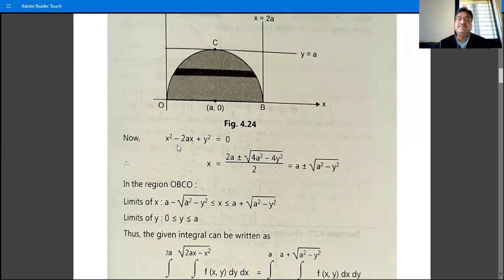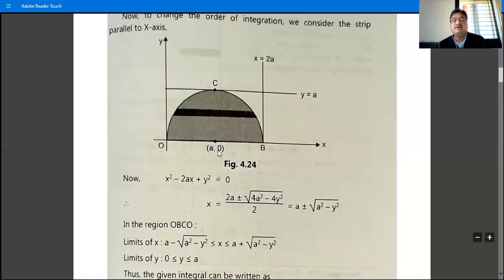So what is the center? If we compare this equation with x square plus y square plus 2gx plus 2fy plus c is equal to 0, then 2g is minus 2a, so g is minus a. And 2fy is 0, which means f is 0, and therefore the center is (a, 0).